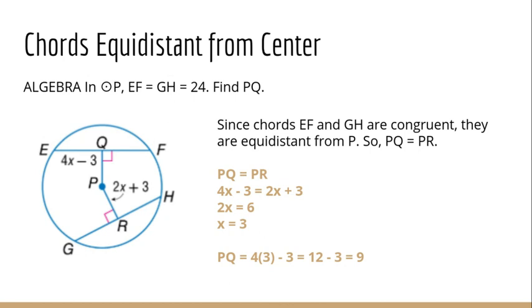So PQ equals PR. 4x minus 3 equals 2x plus 3. 2x equals 6, so x equals 3. In order to find PQ, we're going to go ahead and take 4x minus 3 and plug in our new x. So 4 times 3 minus 3 is going to get us 12 minus 3, which means PQ is going to equal 9.